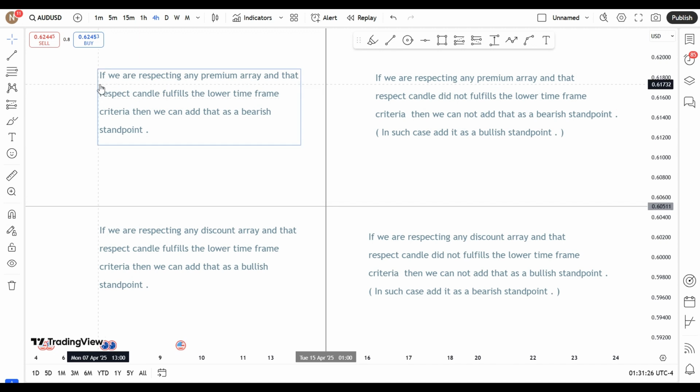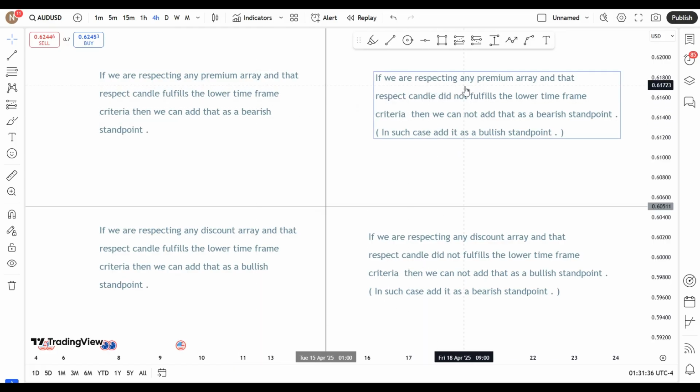Now remember these points. If we are respecting any premium array and that respect candle fulfills the lower time frame criteria, then we can add that as a bearish standpoint. And if we are respecting any premium array and that respect candle fails to fulfill the lower time frame criteria, then we cannot add that as a bearish standpoint. In such case, add it as a bullish standpoint.